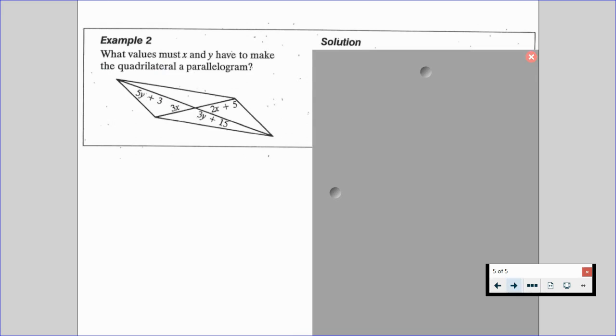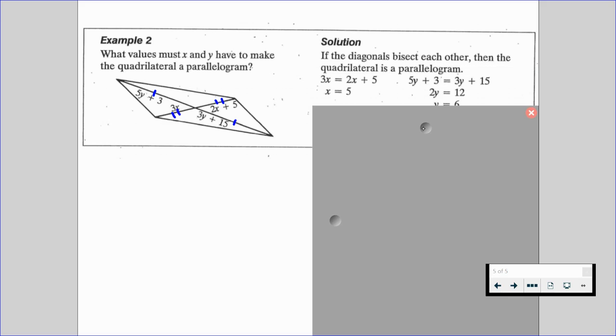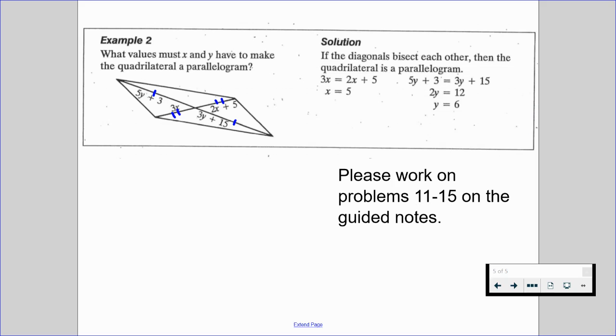In example number 2, we're asked what values of x and y make the quadrilateral a parallelogram. Well, looking at this, we are going to be using the idea that we have these diagonals getting bisected, which means that we're going to have 5y plus 3 should be congruent to 3y plus 15. Likewise, 3x should be congruent to 2x plus 5. When we solve, we get that x is going to be equal to 5 and that y is going to be equal to 6. Great job.